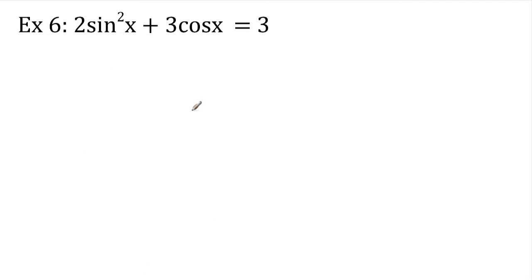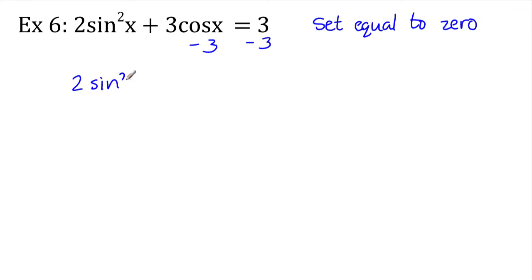All right, this is our last example for this video. So notice in this example, we have two different trig functions, and I have a sine squared. So I'm thinking a couple things here. First, I would like to set this equation equal to 0. So let's subtract 3 on both sides, and now we have 2 sine squared plus 3 cosine minus 3 equals 0. Since I have these two different trig functions, I want to try to use a technique where I write one of them in terms of the other.